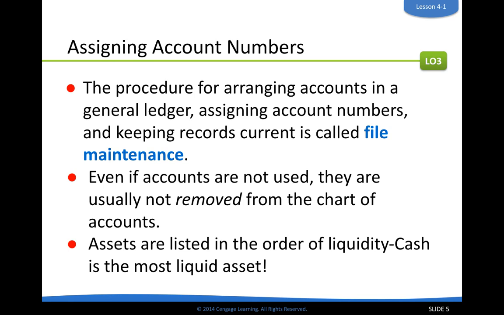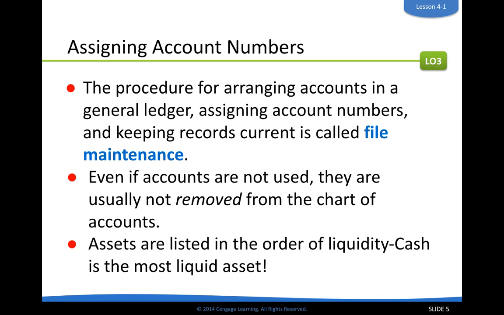So this accounting procedure, this numbering of the accounts, this is called file maintenance. So you might use file maintenance when you're organizing your Google Drive, hopefully, or any other type of record. So that's what we're doing, just keeping our records consistent, assigning account numbers that are organized.